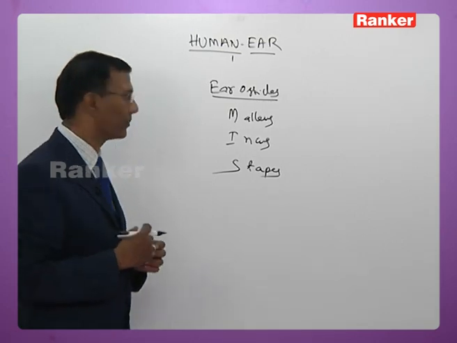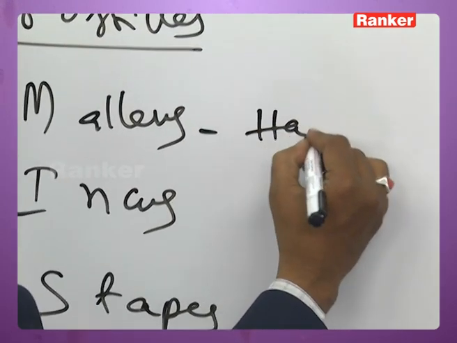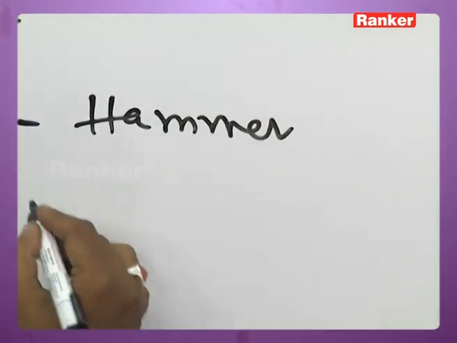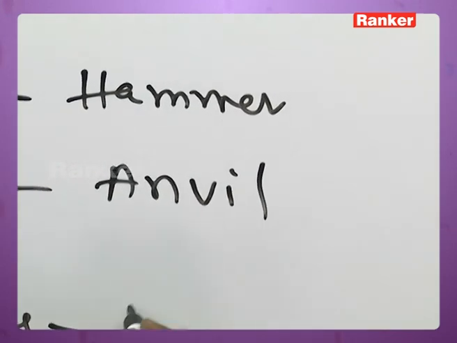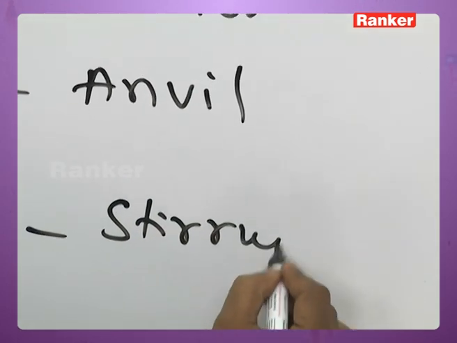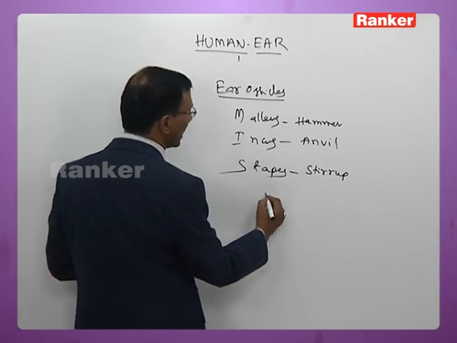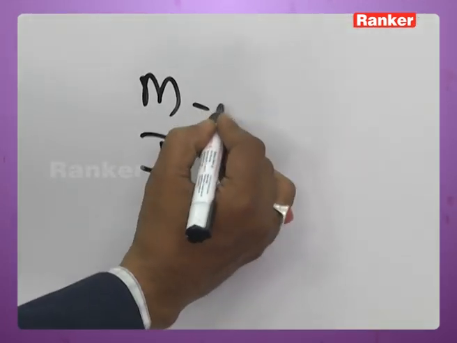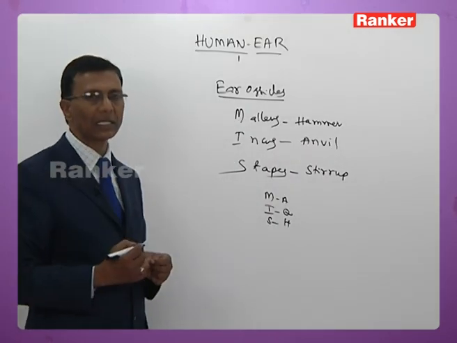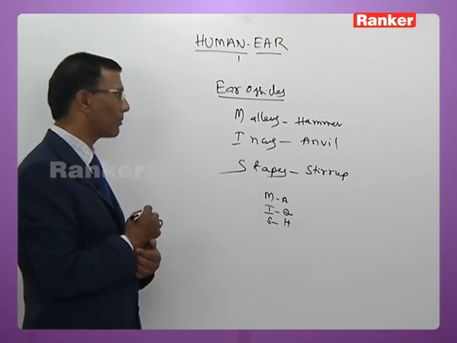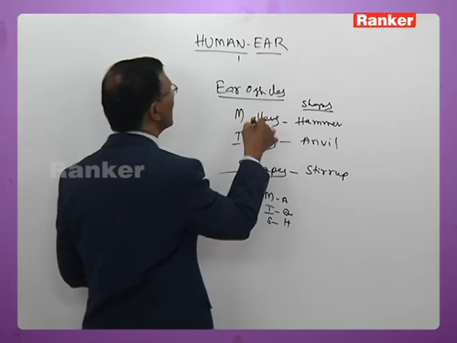Now malleus is hammer shaped, incus is anvil shaped, and stapes is stirrup shaped. That is the shape of the ear ossicles. And remember a clue to remember this: the shape of MIS is HAS.